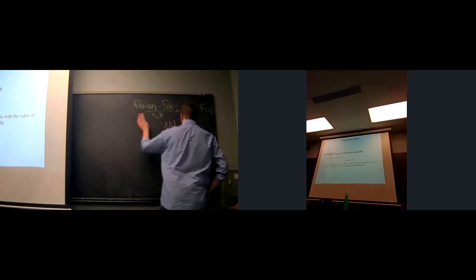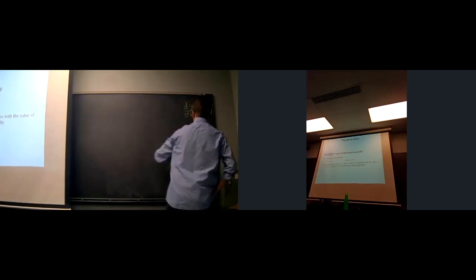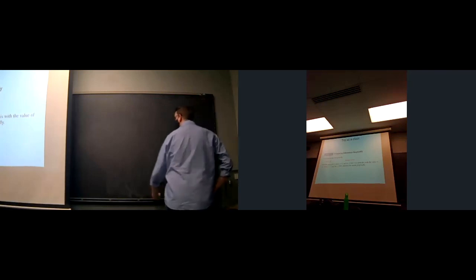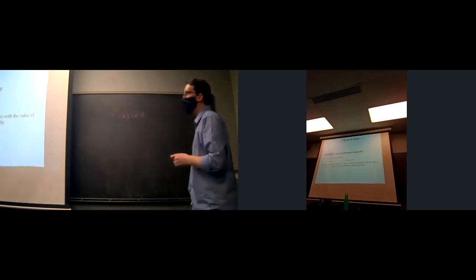So let's imagine we're given the function f of x is equal to x squared. We know the derivative of that is going to be 2x, right? f prime of x is equal to 2x. We want to find the value of dy when x is equal to 1, and dx is going to be 0.01.